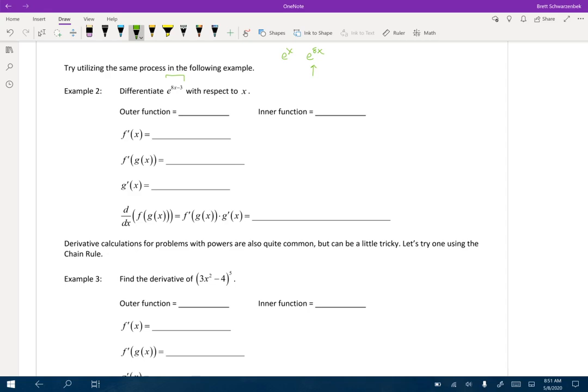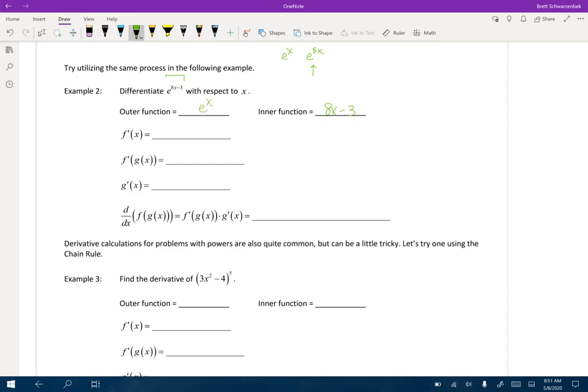We have to identify the outer and inner function. So again, when I say e to the 8x minus 3, which one of these functions is the inner function, the one that's inside the other one? Sometimes this is tricky for students, but it should be pretty clear that 8x minus 3 is the function that's inside the exponential. It's in the exponent of the exponential, which means the outer function is just e to the x.